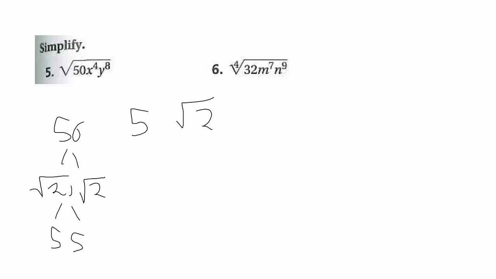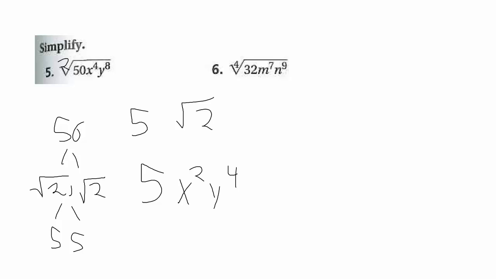And then for these right here, for the x to the fourth and y to the eighth, remember the shortcut is there's an invisible 2 right there in the index because it's a square root. 4 divided by 2 is 2, so you're going to get 5, you're going to get an x squared, and then 8 divided by 2 is 4, so you're going to get a y to the fourth.